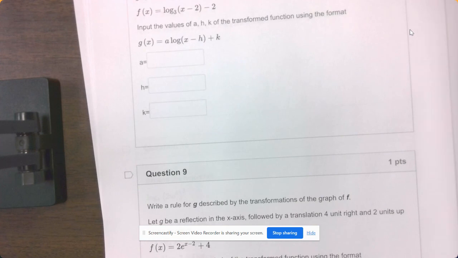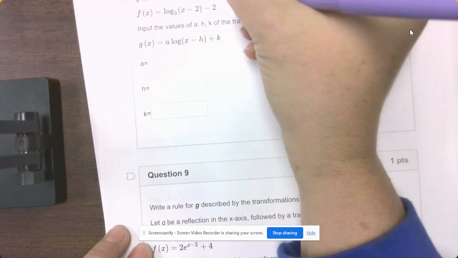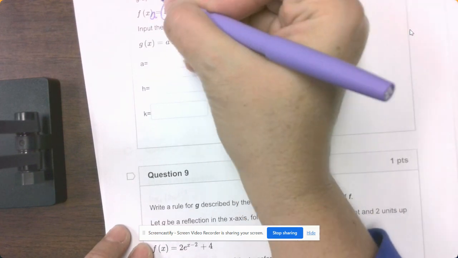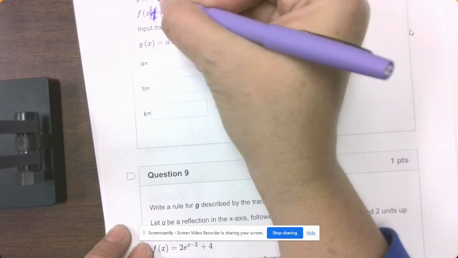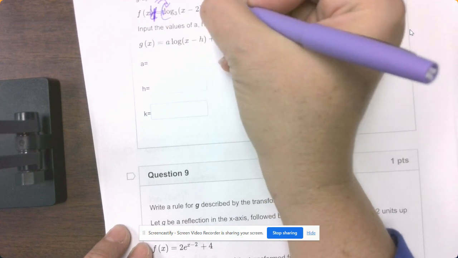Okay, so write the rules for the transformations. I'm thinking I need right curves. Okay, so vertical stretch by a factor of a, everybody, that's going to be our a value. So I'm going to take this whole thing and multiply it by 4. So our a value is 4. Remember that log has an invisible 1 in front of it, so I multiply that by 4 as well.